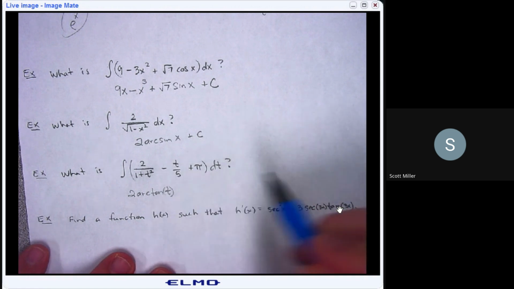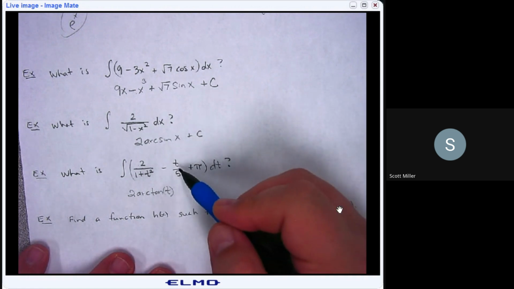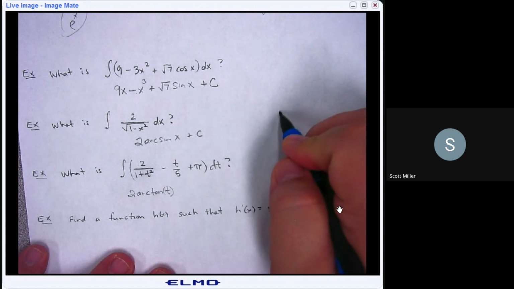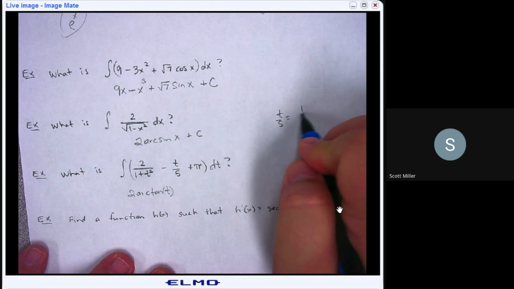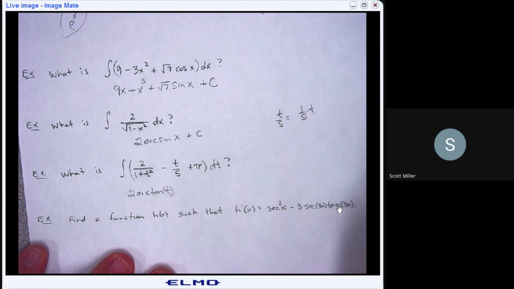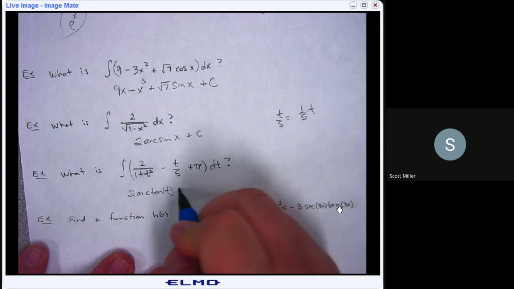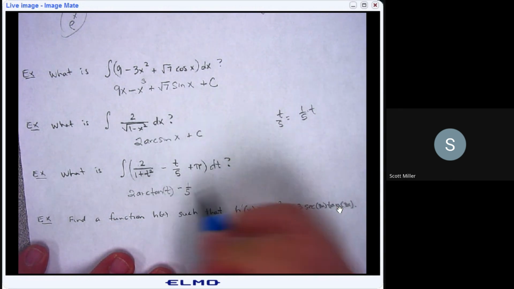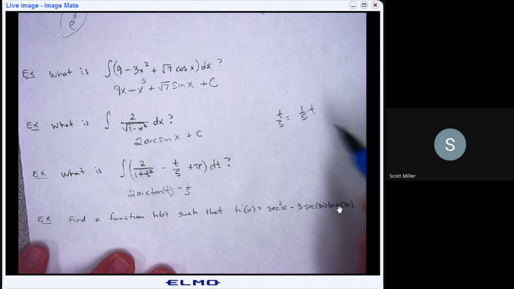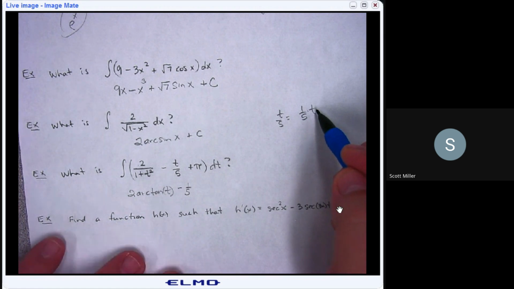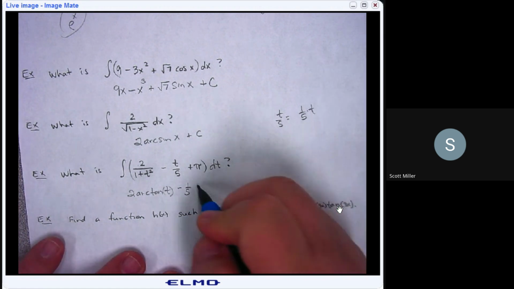Okay? And so what about this one? What is this going to be? Well, you need to keep in mind for these fractions like this, this is just a number in here. So remember, t over 5 is just 1/5 times t. So I can take the 1/5 as a constant and know that that's just going to come along for the ride. And then what can I take the derivative of to get just this?